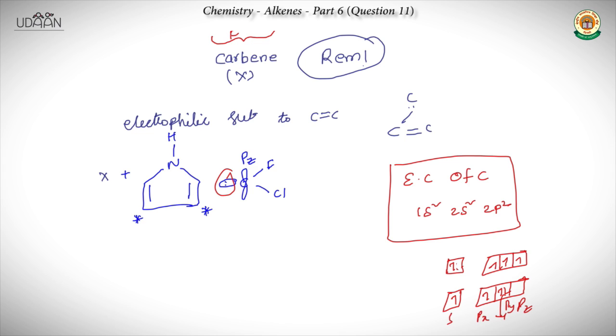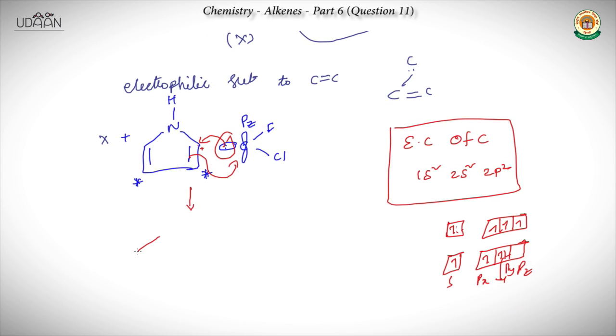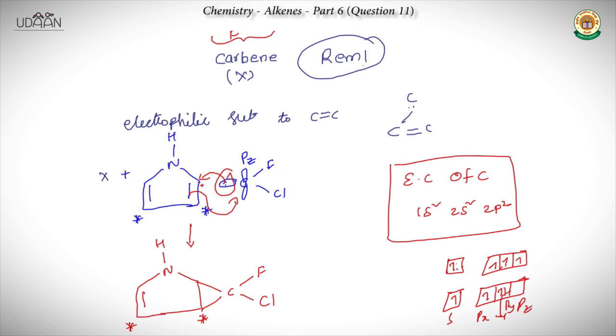And we were also told that C double bond C is a nucleophile, so it donates its electrons to it, and this carbene donates its electrons to this carbon atom, which will now have a positive charge. As a result of it, you will get a compound like this one, with hydrogen and nitrogen. Also, these two are isotopes, with CFCl.